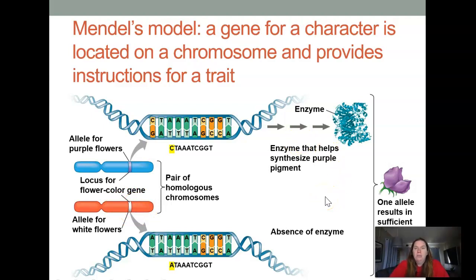And this was his big advance, that he said there has to be some unit of inheritance, and that unit of inheritance codes for a particular kind of trait. And further, that unit can't be changed in any way. It can't be blended or modified in any way. It's intact.